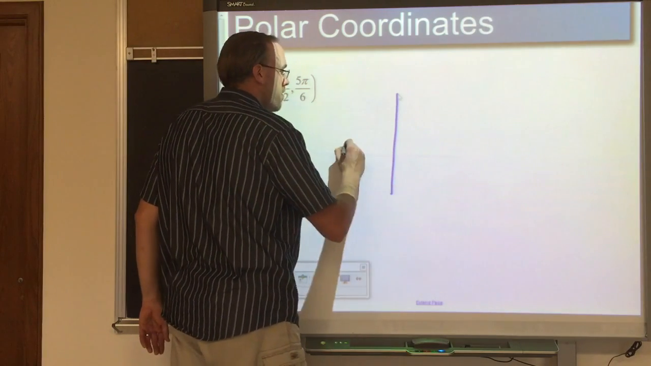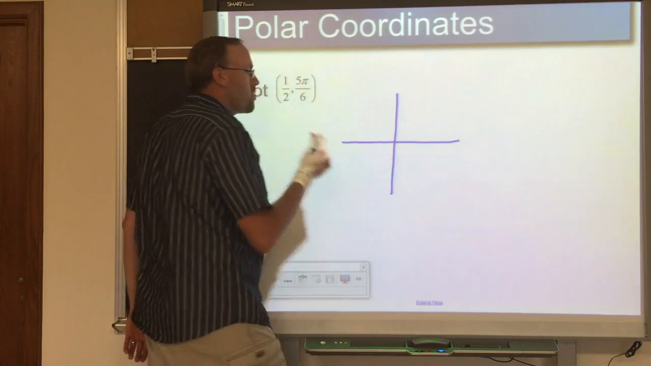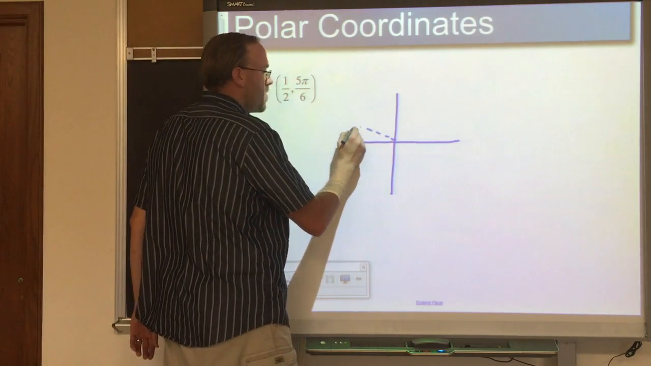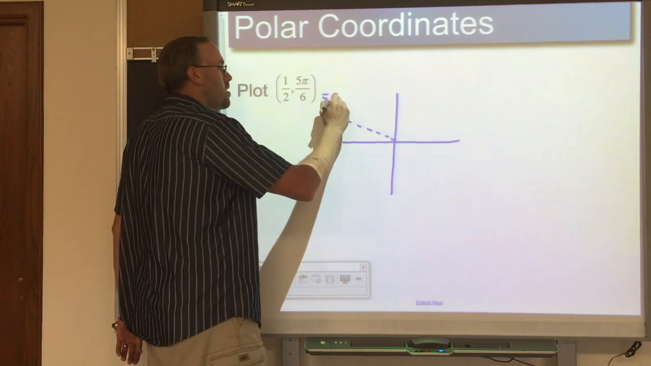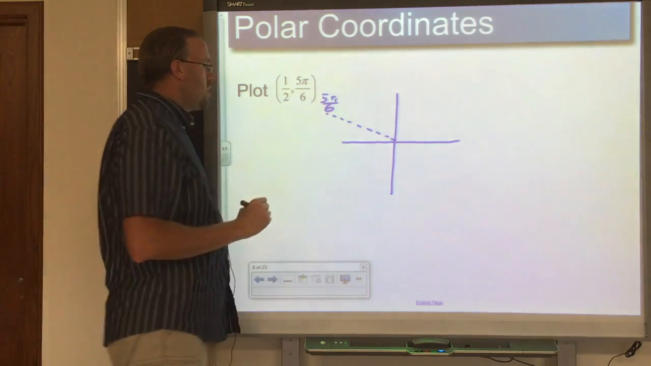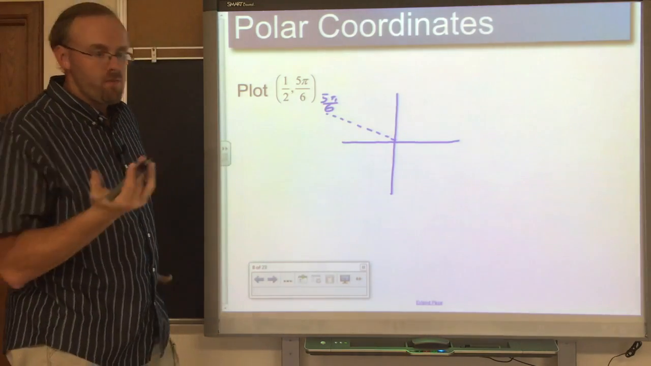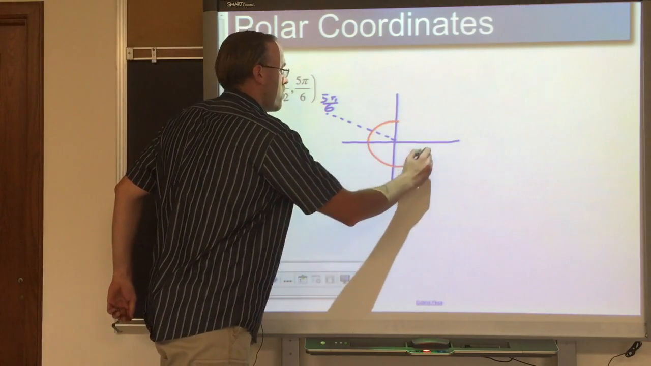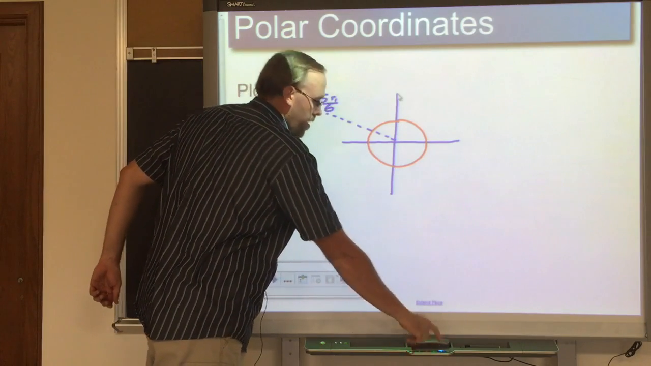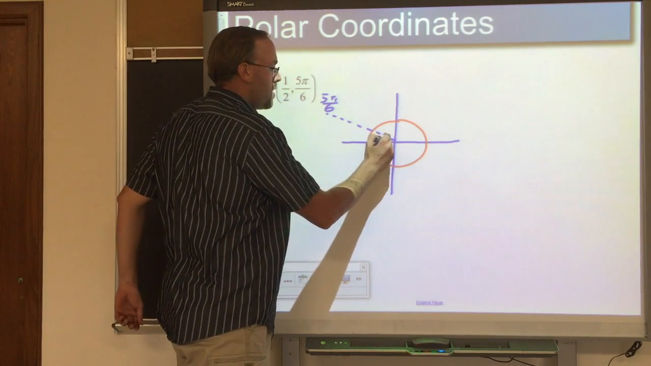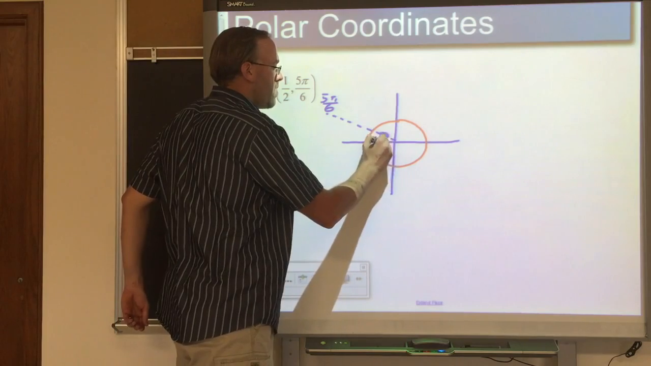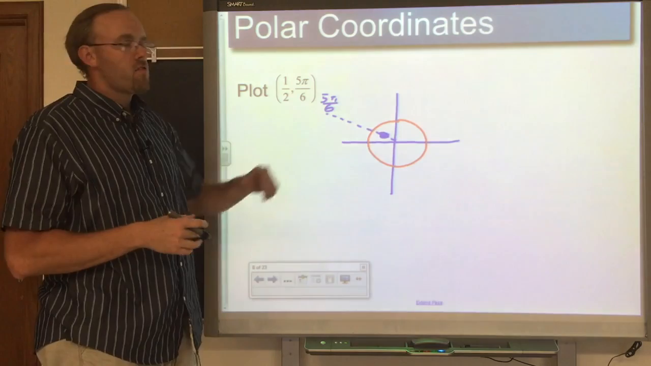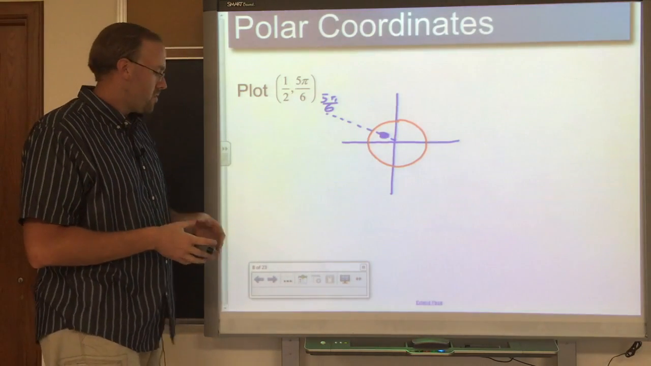Let's see. 5 pi over 6. Well, 5 pi over 6 is roughly 150 degrees, so that's almost 180. So that's out here. Now here our R value is 1/2. Now we've already seen a negative R value, so if this R value is 1, then our point is going to be halfway along here. So it's going to be right there. It's going to be halfway between the origin and this first circle.